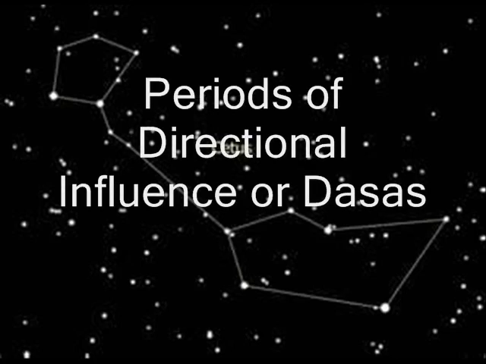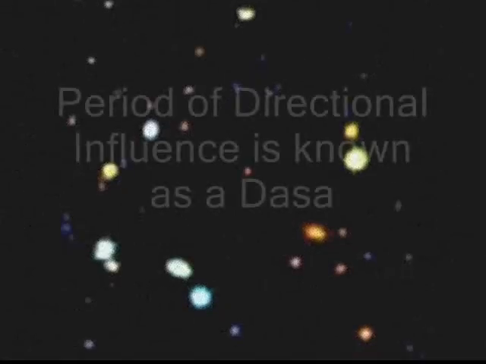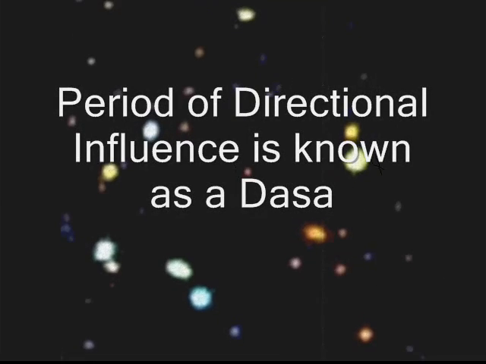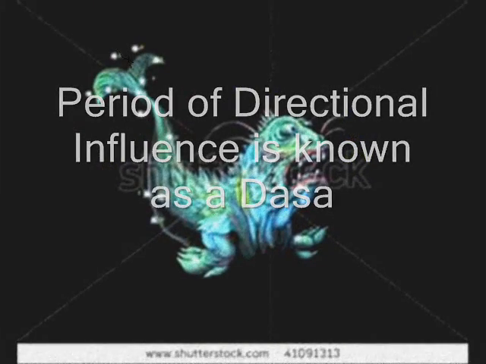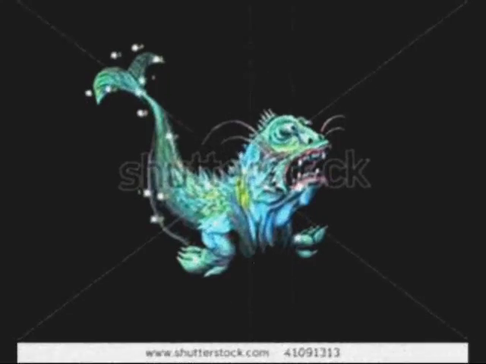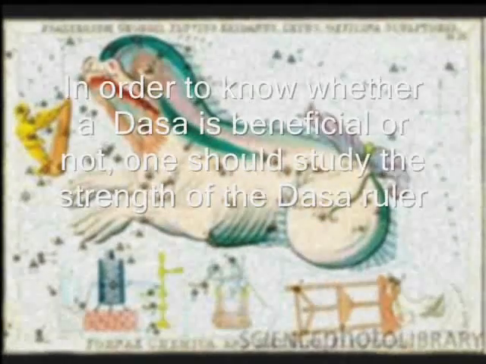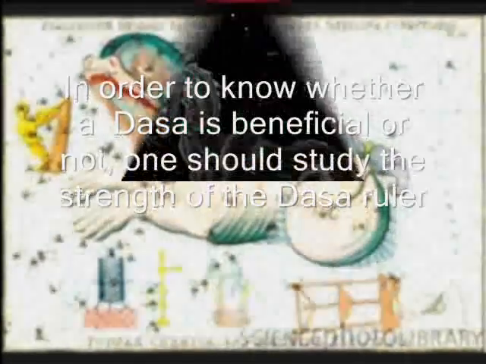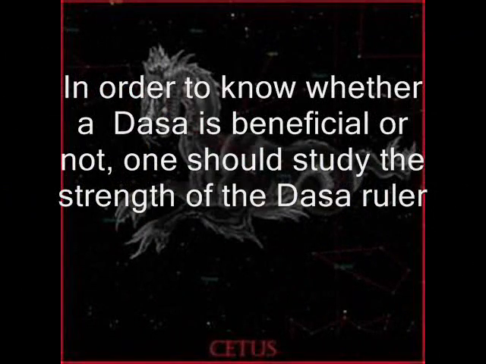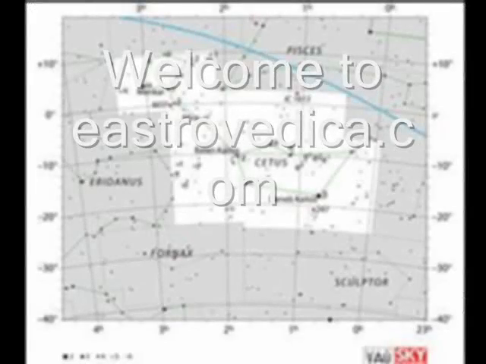Well, the period of directional influence is known as a Dasa. In order to know whether a Dasa is beneficial or not, one should study the strength of the Dasa ruler. If the Dasa ruler is a functional benefic, in a trine or an angle in the chart, and if he be well posited, one can surmise that the directional influences will be benefic.